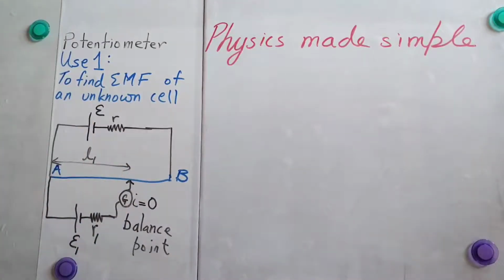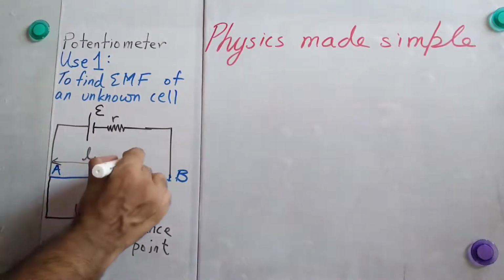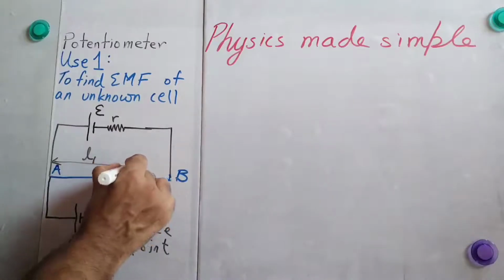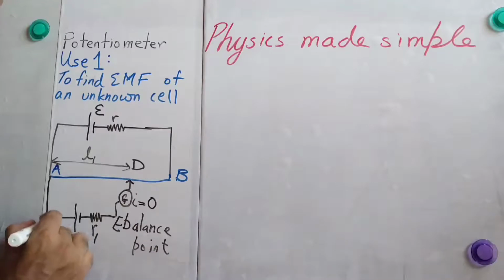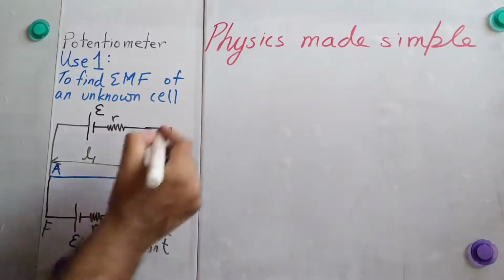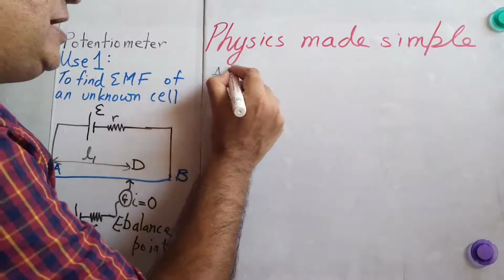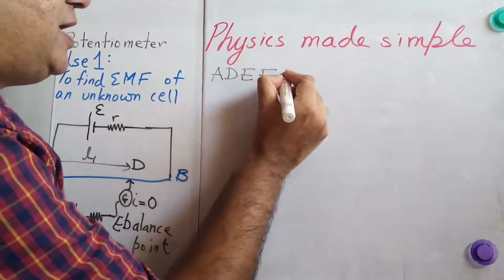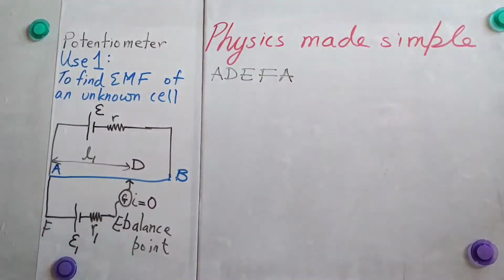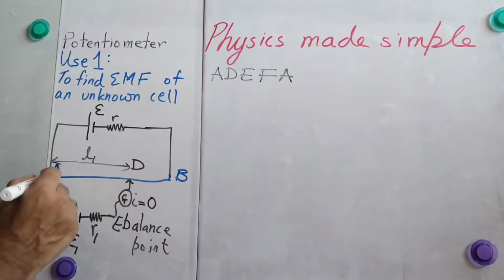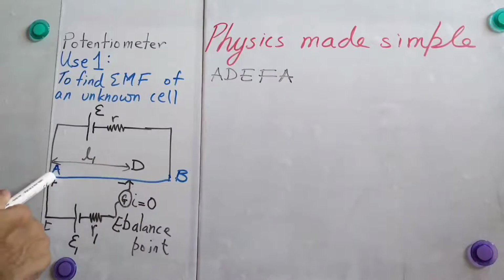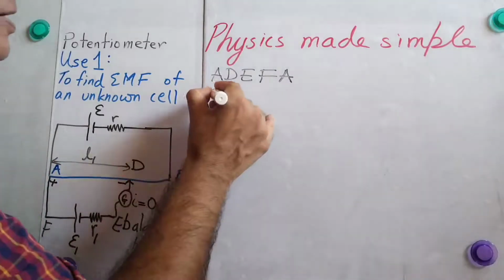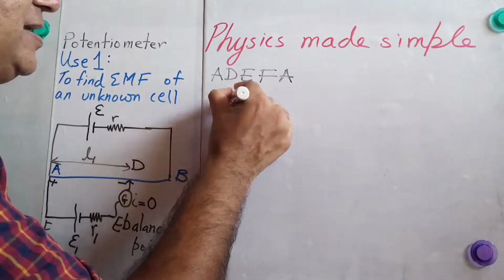Now, if we apply Kirchhoff's voltage law or Kirchhoff's loop rule to this loop, ADEFA, then we realize that A is at higher potential, D is at lower potential. So the voltage drop from A to D, let's call that minus VAD.